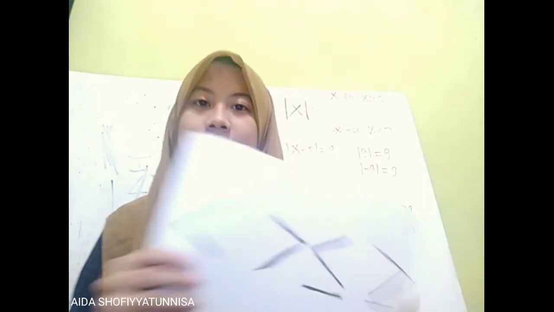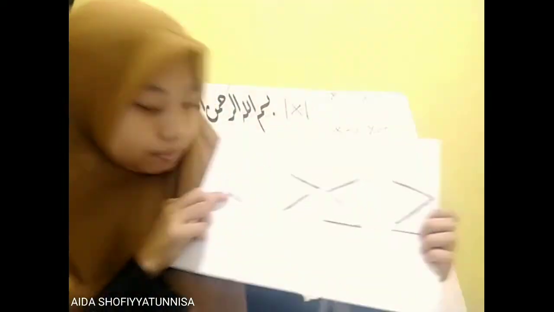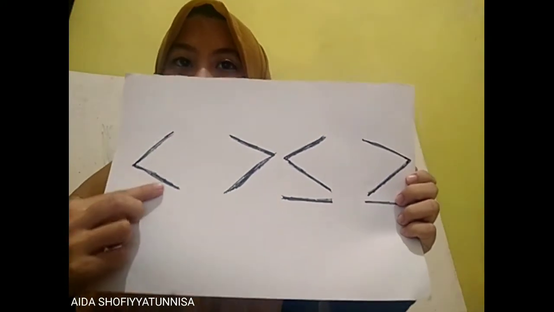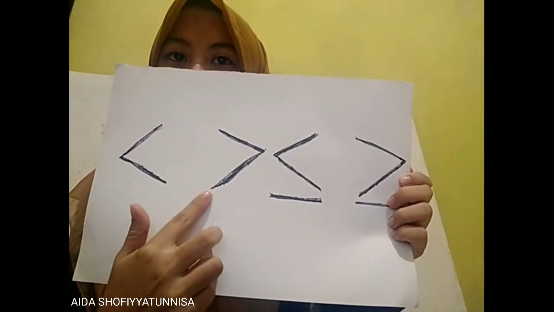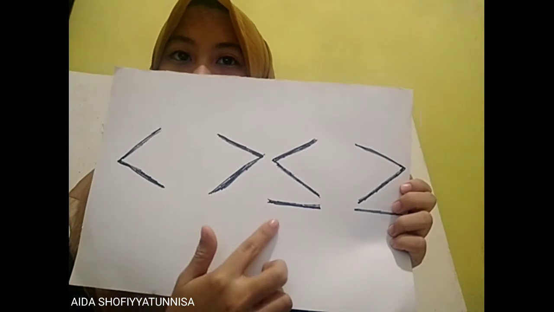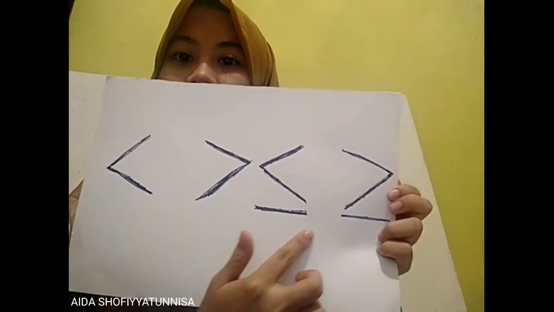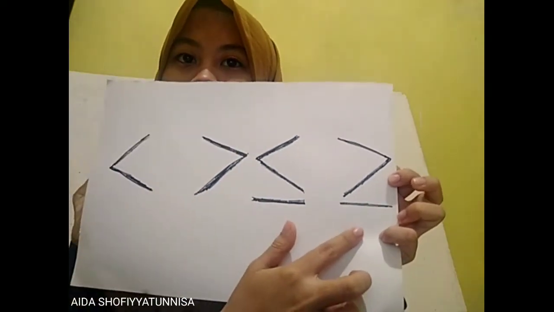Absolute value inequation or inequality. Absolute value inequality is an open sentence that uses an inequality sign. We can see these symbols: the symbol is less than, the symbol is greater than, the symbol is less than or equal to, the symbol is greater than or equal to.